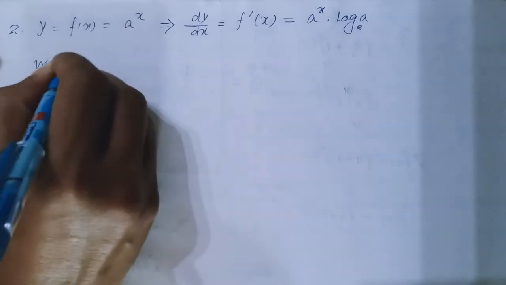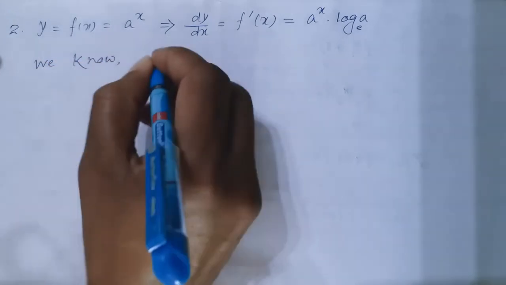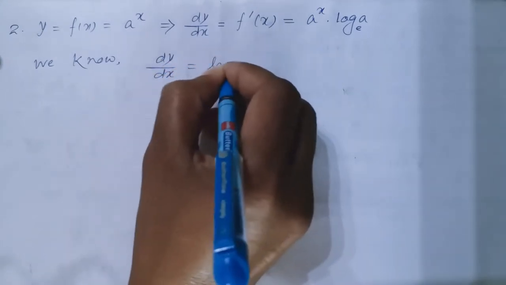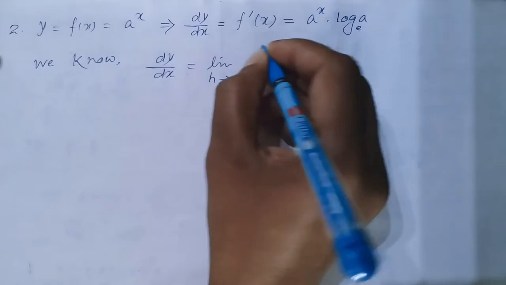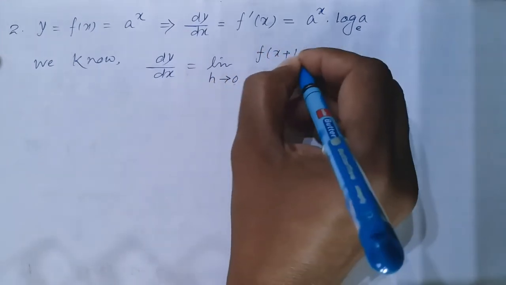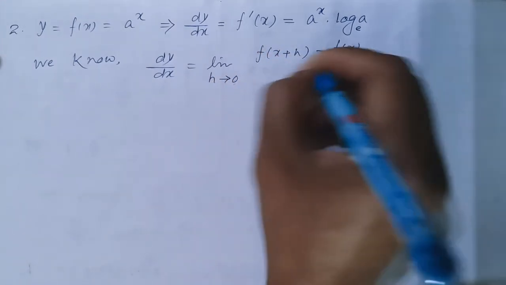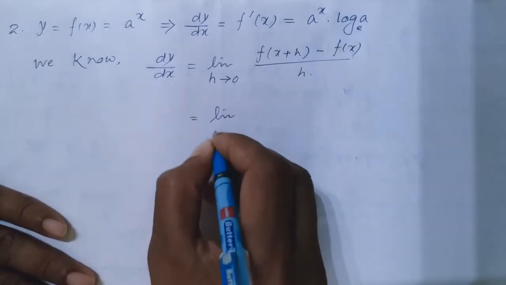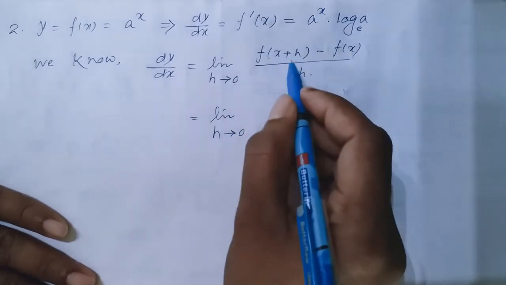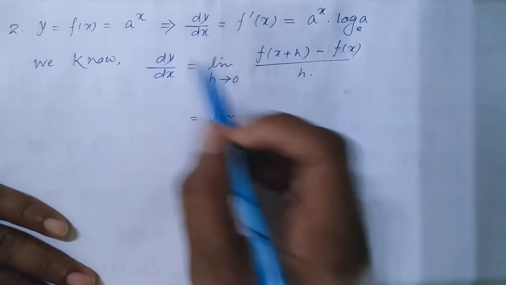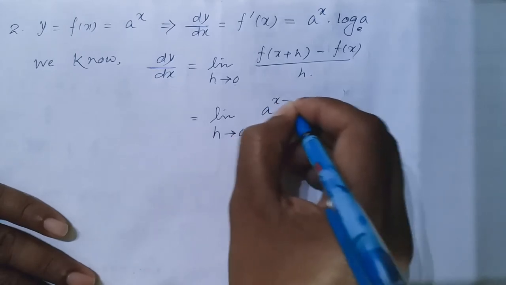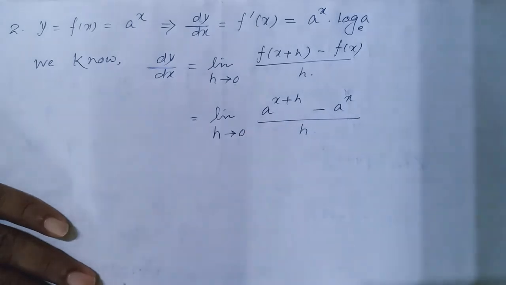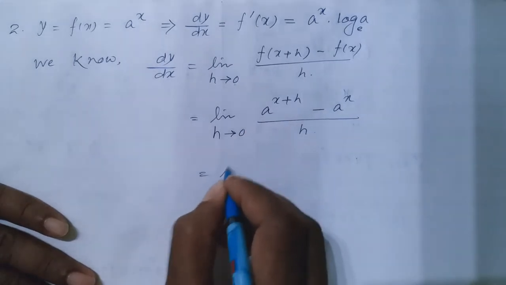We know, again you write, we know what was the first principle, we know dy dx is equal to limit of h tends to 0, it will be f of (x plus h) minus f(x) divided by h. This was the first principle, and so that is equal to limit of h tends to 0. What is f of (x plus h)? You see your f(x) is a to the power x, therefore it will be a to the power (x plus h) minus a to the power x only, divided by h.